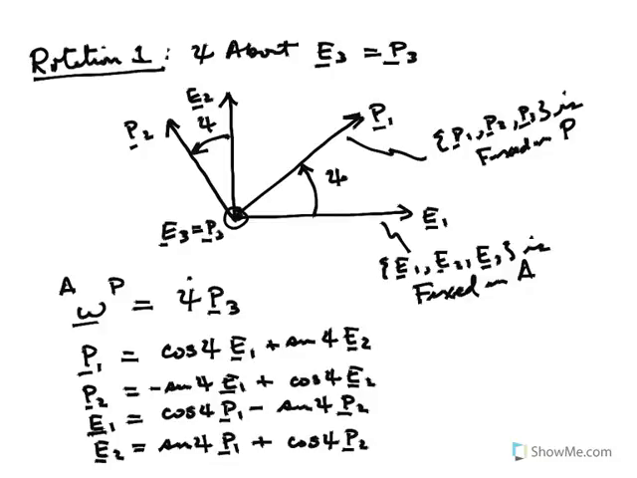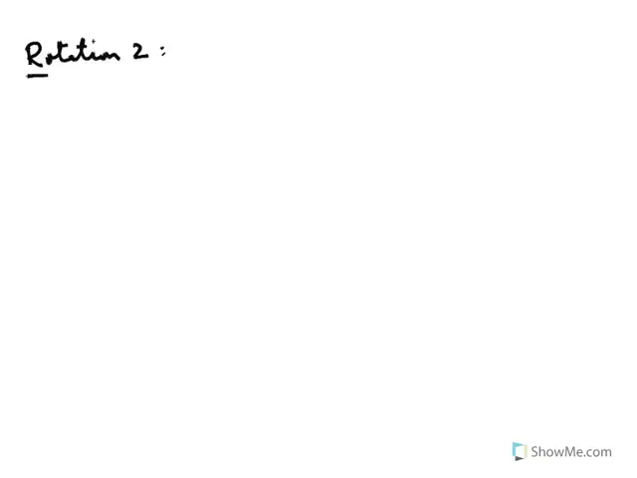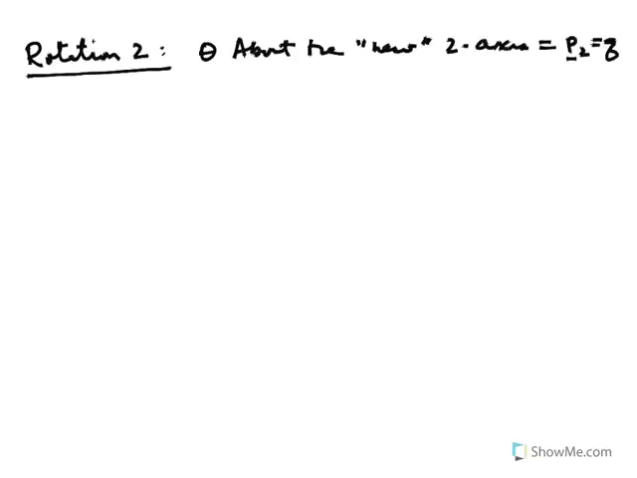Now let's do rotation 2. So rotation 2 looks like this. Now remember that rotation 2 takes place just like rotation 1 here. Rotation 2 takes place now by the angle theta about the new 2-axis, which is equal to P2, which is also equal to Q2.